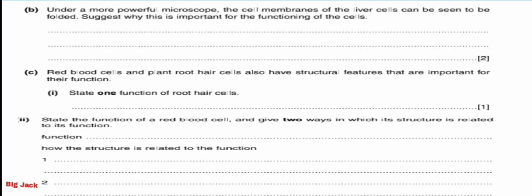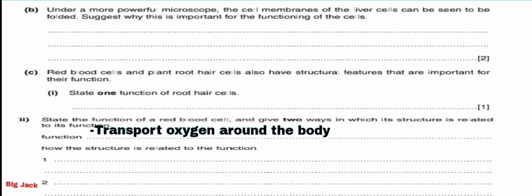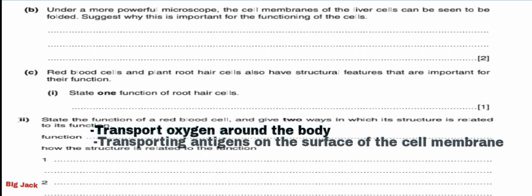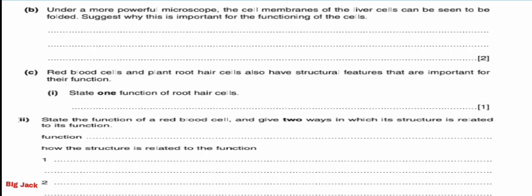Then as for Roman number 2, it is saying, state the function of a red blood cell and give 2 ways in which its structure is related to its function. So the function of the red blood cell is to transport oxygen around the body. Then apart from transporting oxygen around the body, if you want, you can say it also transports what? Antigens on the cell membrane. So the antigens are found on the cell membrane of the red blood cells. So you can include that one if you want. Then how the structure is related to its function.